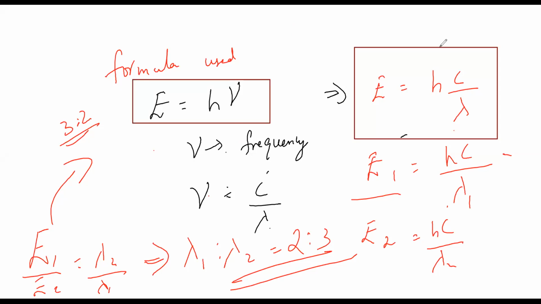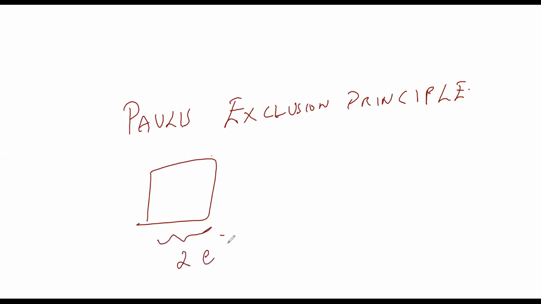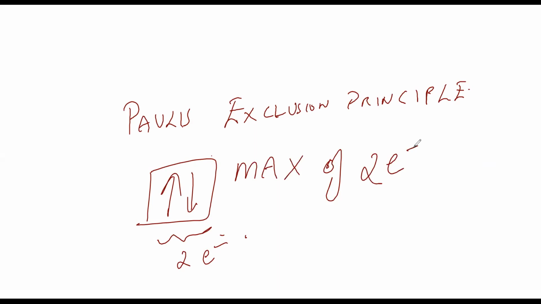So the next one is Pauli's exclusion principle. Again, in the last session, I told about it. Pauli's exclusion principle means one orbital cannot have more than 2 electrons. That's the reason. Which means you cannot have 3 electrons or 4 electrons. Maximum it can have is 2 electrons. That's it, Pauli's exclusion principle.